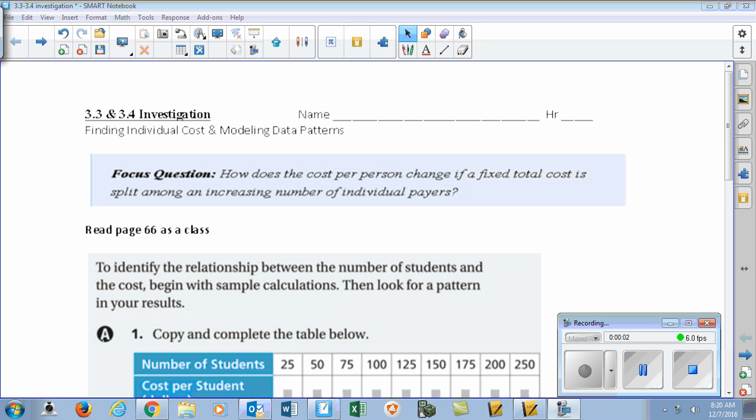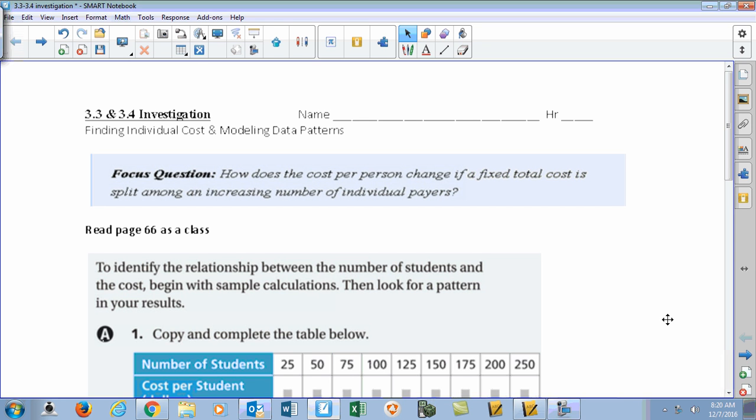All right, so in investigation 3.3, and this has three. Don't worry about the 3.4 combined. Oh, you guys need a worksheet. I got it.